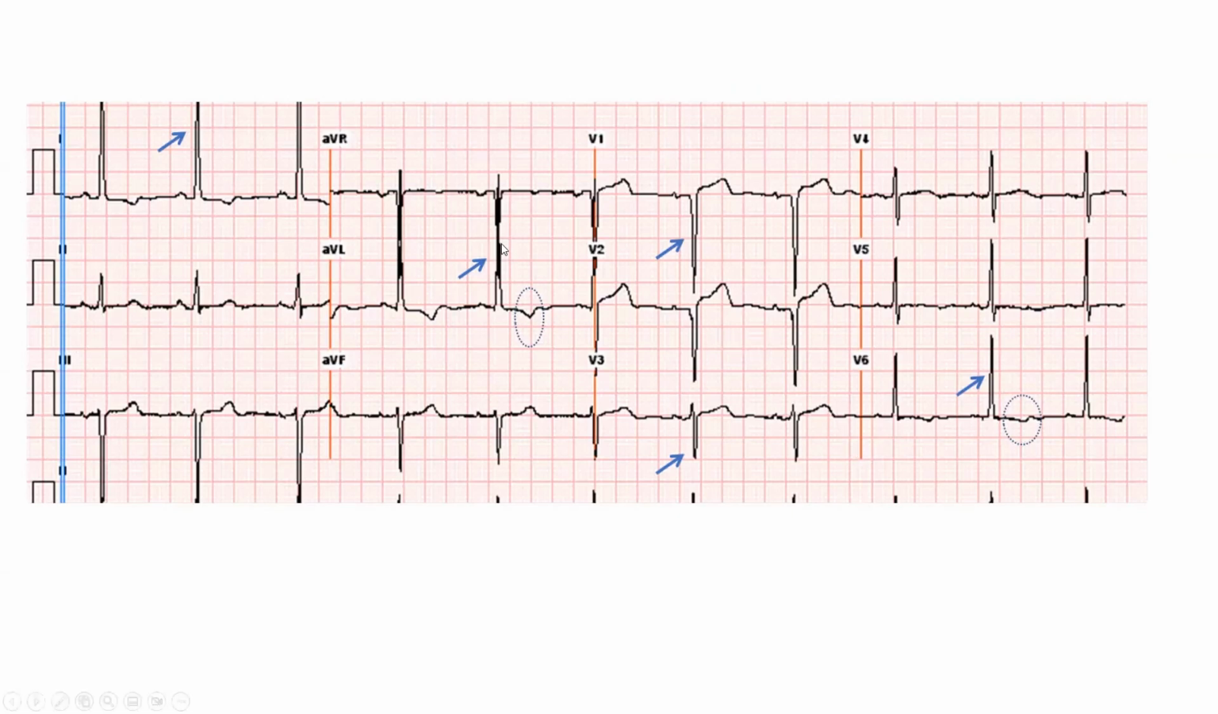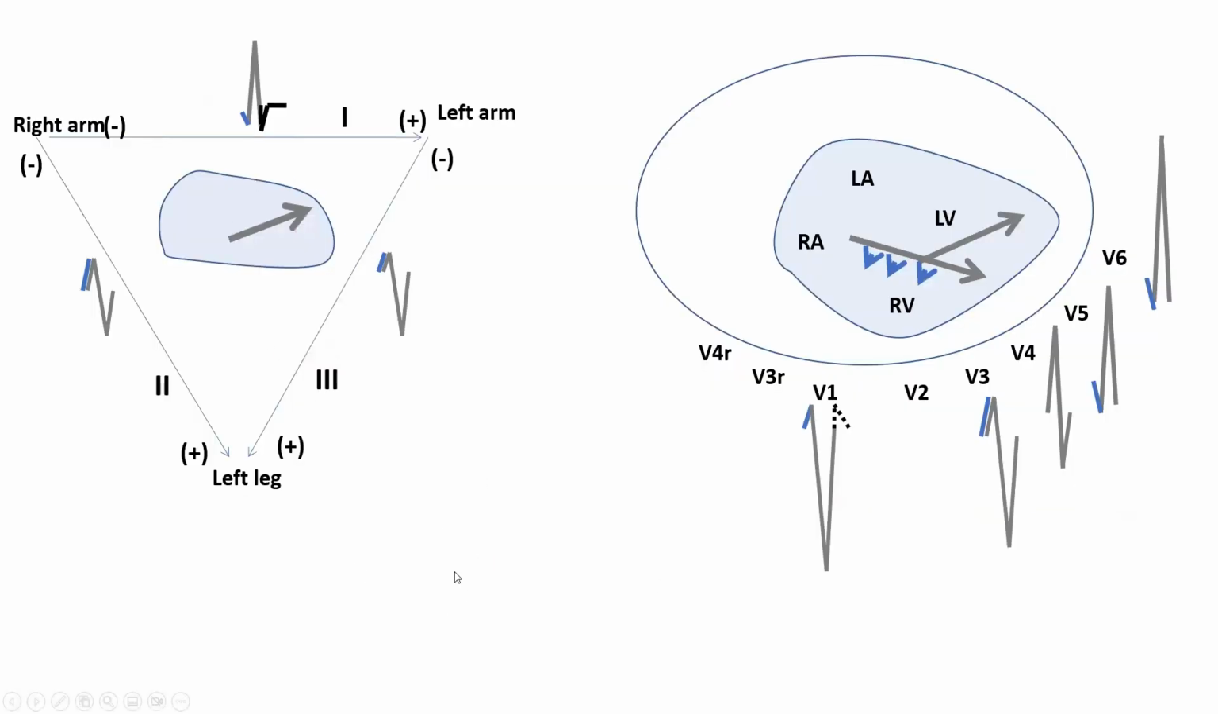One, you have R in aVL more than 11 millimeters, assuming standard calibration, which you can see here. So R in aVL more than 11 millimeters. R in 1 more than or equal to 15 millimeters. R in 1 plus S in 3 more than 25 millimeters. You need to memorize all those. And they make sense based on the axis shift I explained.